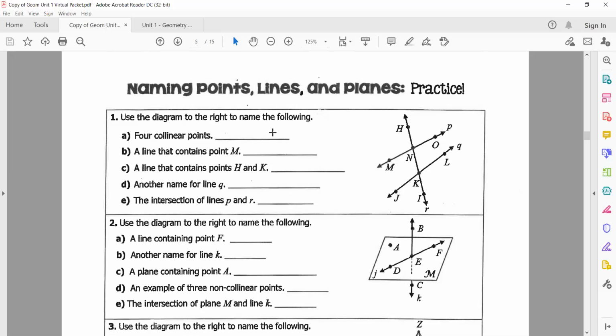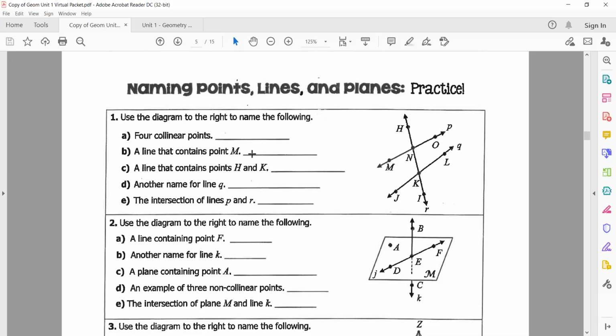H-N-K-I. H-N-K-I, right, exactly. This line R here is the only one that's got 4 points identified on it that would satisfy this first question here, 1A. So a lot of these problems in the homework stuff that you'll see is exactly that. You've got to take a drawing, you've got to interpret it to be able to answer these questions.